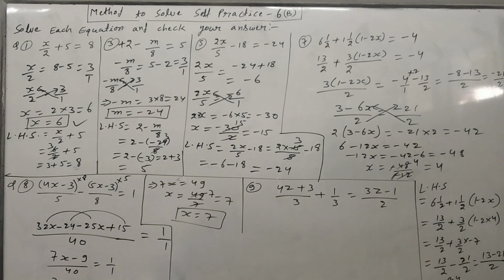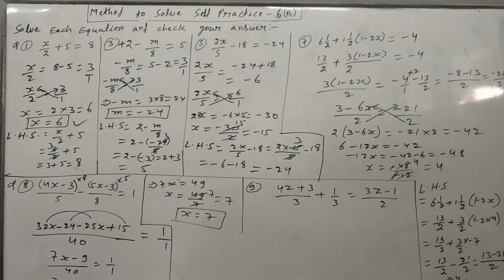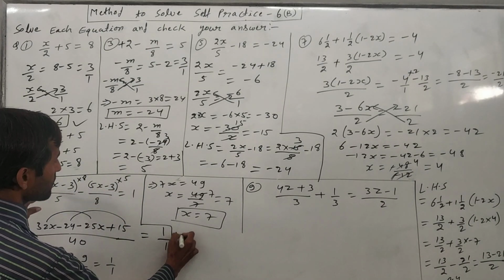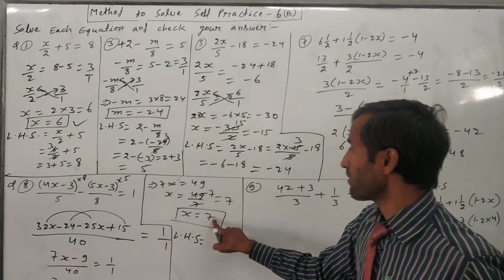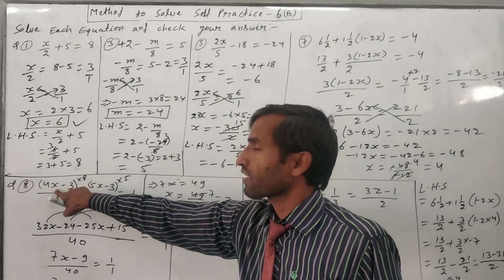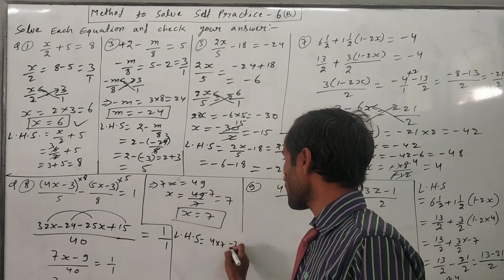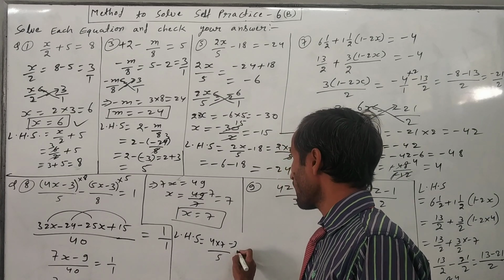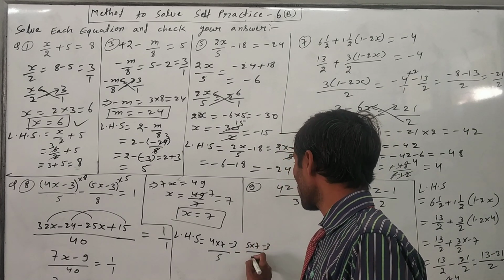So first of all, we have to put this x in the LHS part. After solving, we will get 1, the RHS. So just put it here in the LHS. Directly I will put it in place of x. So 4x means 4 into x. So 4 into (7 minus 3) upon 5, and minus 5 into (7 minus 3) upon 8.